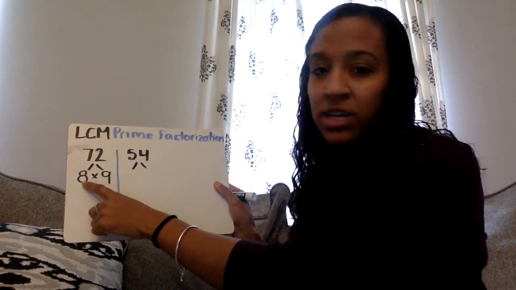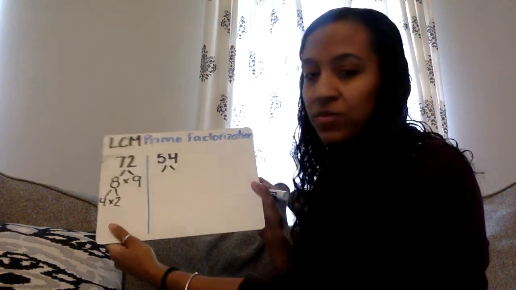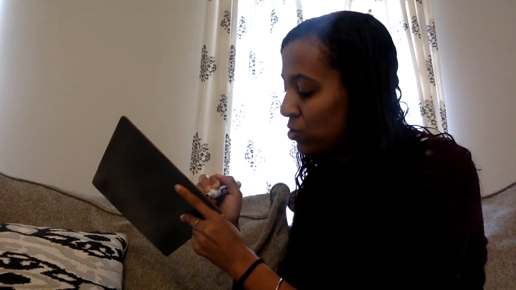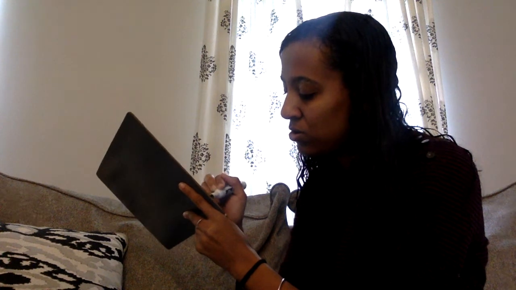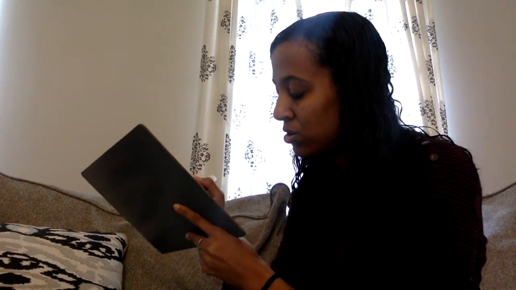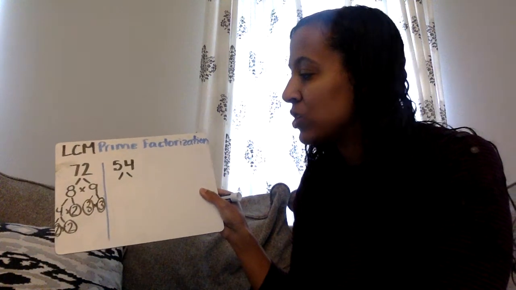So what do I multiply to get to 4? I can multiply 4 times 2, and now there's a prime factor. 4 is 2 times 2, more prime factors. And then with my 9, 3 times 3. I circled them so that I know that I've got all the prime factors.